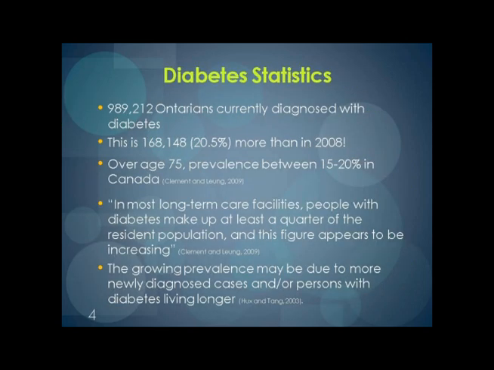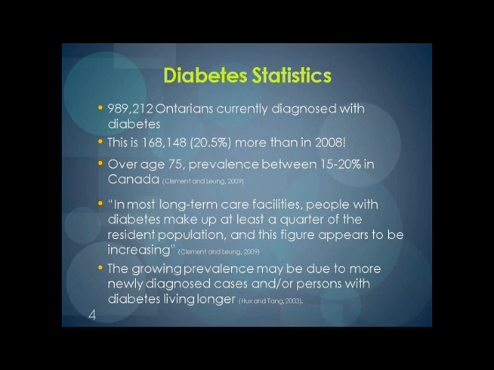Welcome to Oral Health and Diabetes. I'm going to be speaking today about the relationship between oral health and diabetes. More than 900,000 Ontarians currently are diagnosed with diabetes. This is 20% more than in 2008. Over the age of 75, the prevalence is between 15 to 20% in Canada.